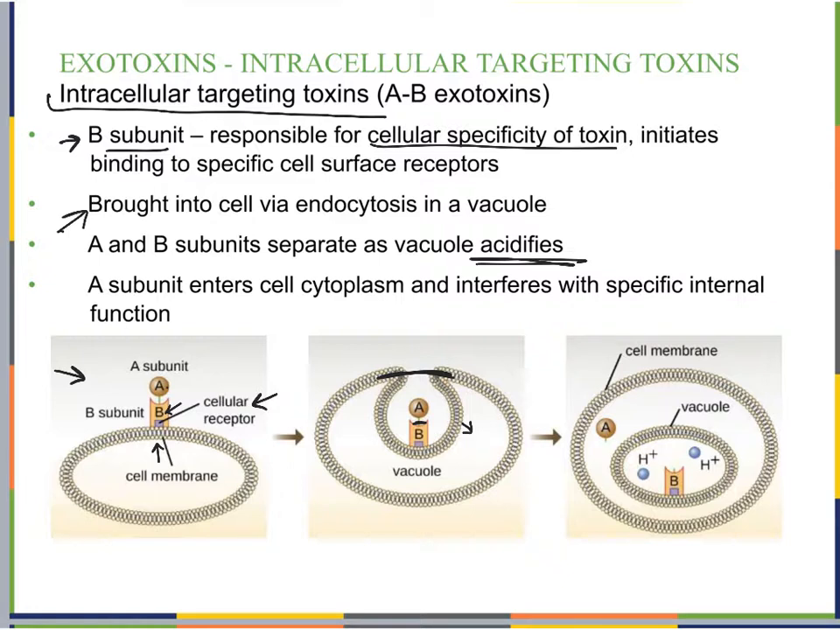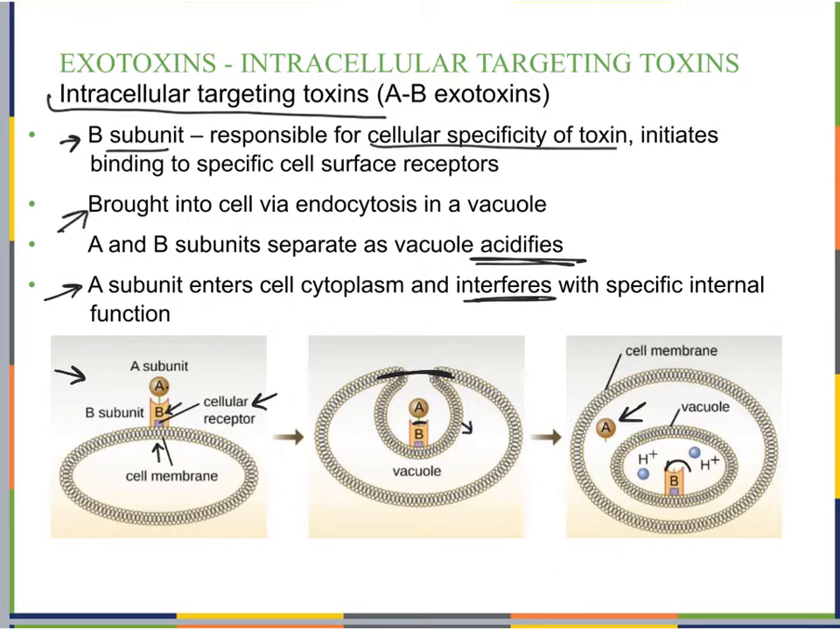So then the A subunit is going to be able to get out of that vacuole and enter into the cell's cytoplasm out here. And then what it's going to do is interfere with its internal function. And so that's how it works as a toxin: the A piece, the A subunit, is what's actually going to start to interfere with specific internal functions of the cell.